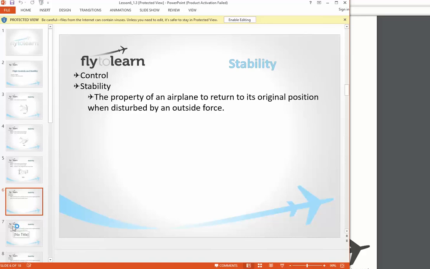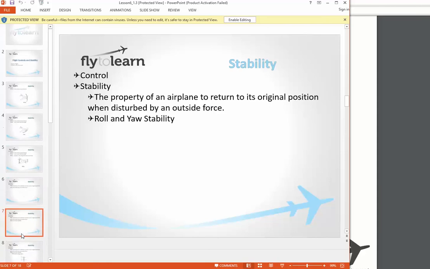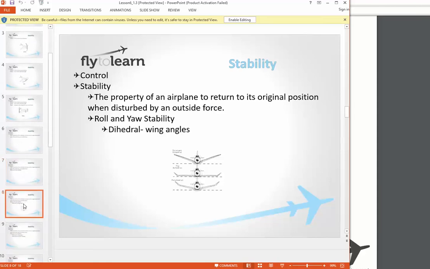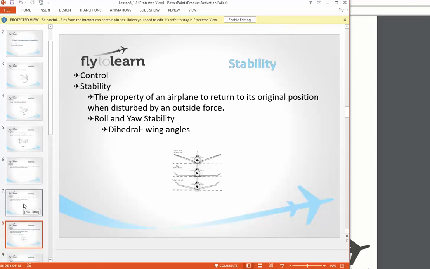So anyways, there's two different kinds of stability. The first being roll and yaw stability. And the way that aerospace engineers make stability happen, it's built into the plane basically. It's called dihedral.